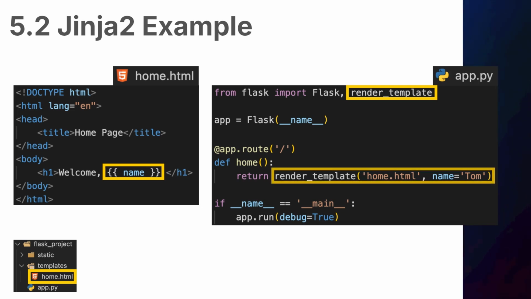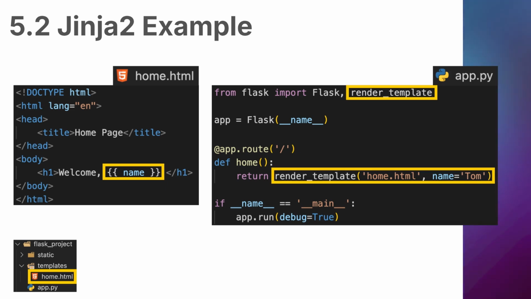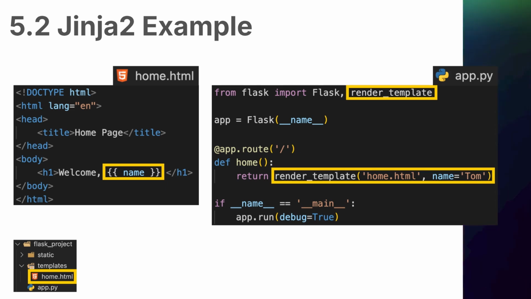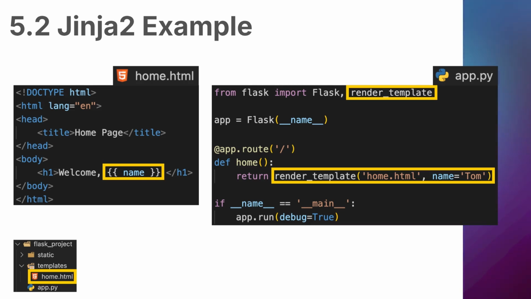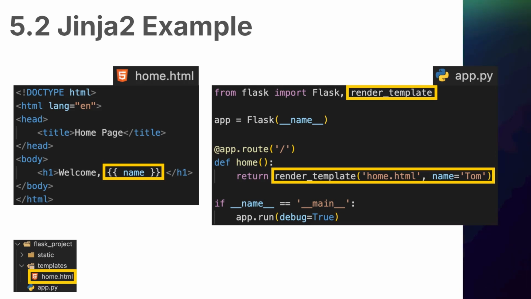Then use it in the home route. Instead of sending back plain text, you are rendering an HTML file called home.html. You also send data. The value Tom is passed into the template as name. Inside home.html, you can use the name variable to show this value on the page. If you run the code, you will see the name Tom.